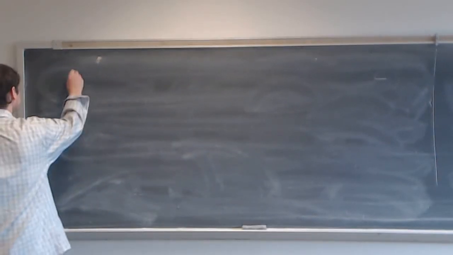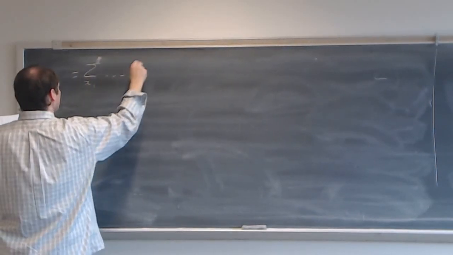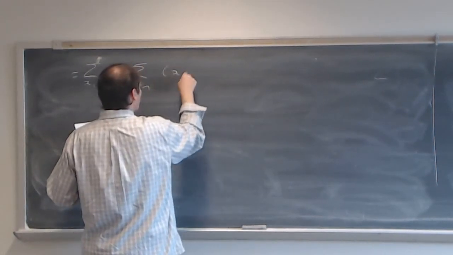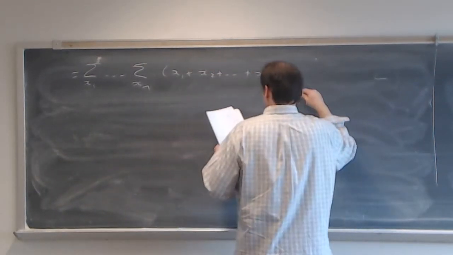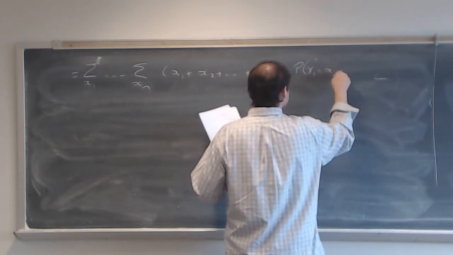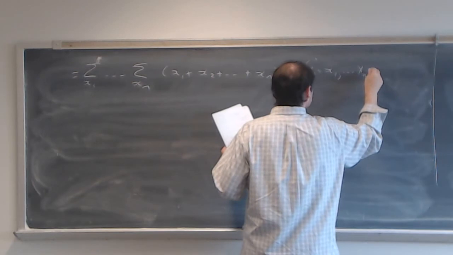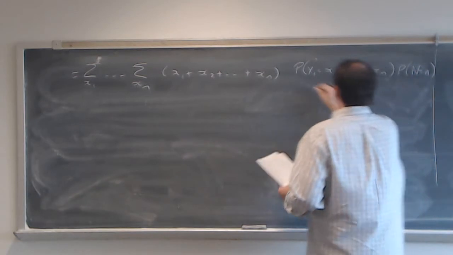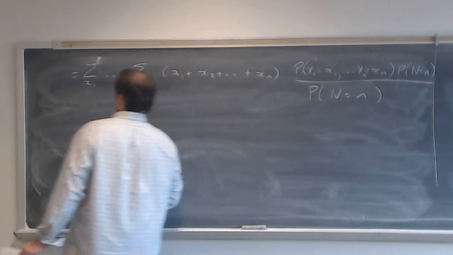So that's equal to the sum over x1 up to the sum over xn of x1 plus x2 plus all the way up to xn, little n this time. And here just the probability that X1 equals little x1, comma, all the way up to big X of little n equals xn, times the probability that big N equals little n, all over the probability that big N equals little n. These two things will cancel.